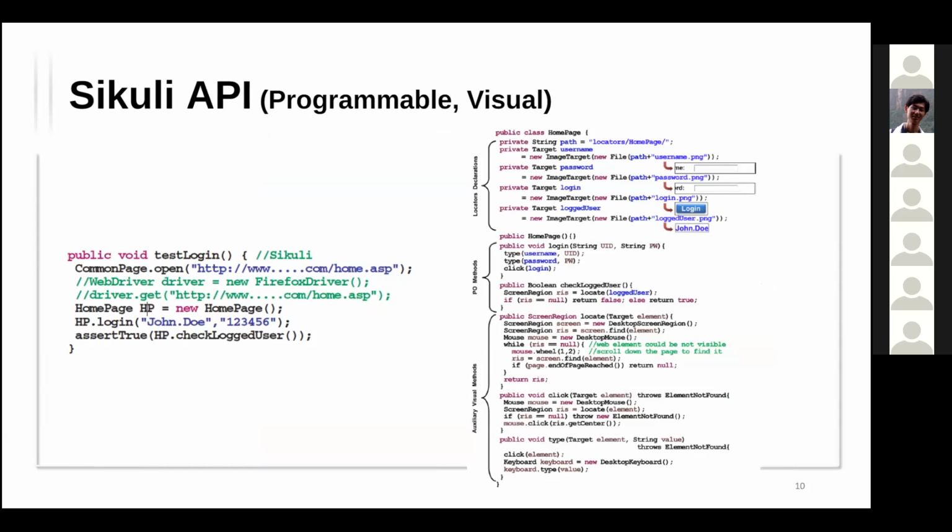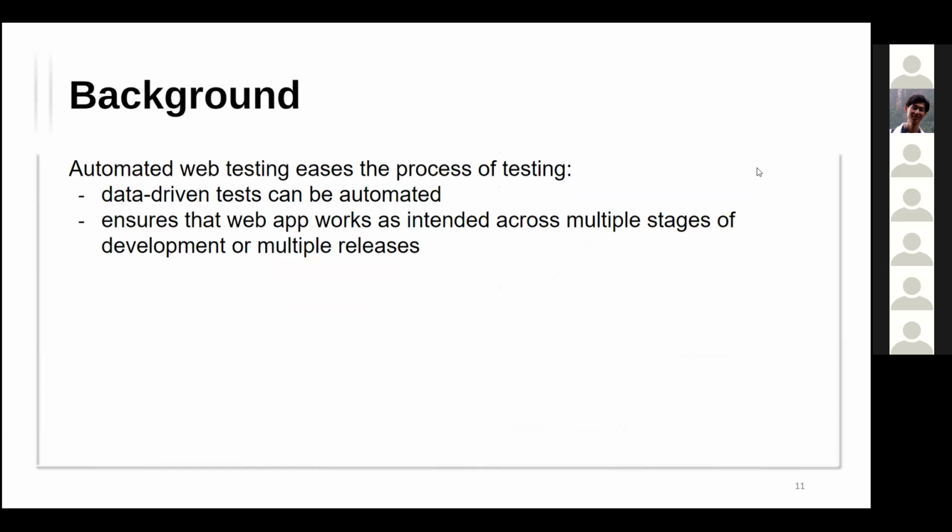Yeah, then next is Security API, which is a programmable and visual based approach. And it also uses pictures as the locators. So the purpose of automating web testing is to ease the process of testing. Basically, some benefits are that it can help to automate data-driven tests, where you change only the data, and it also ensures that the web app works across multiple stages of development or multiple releases.